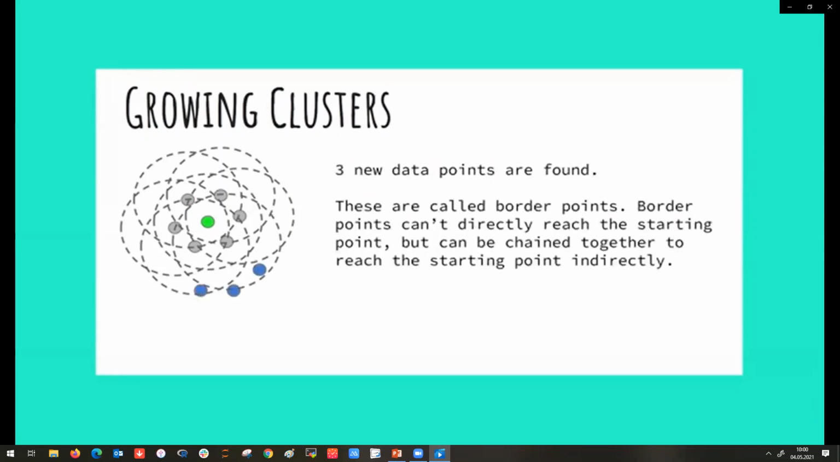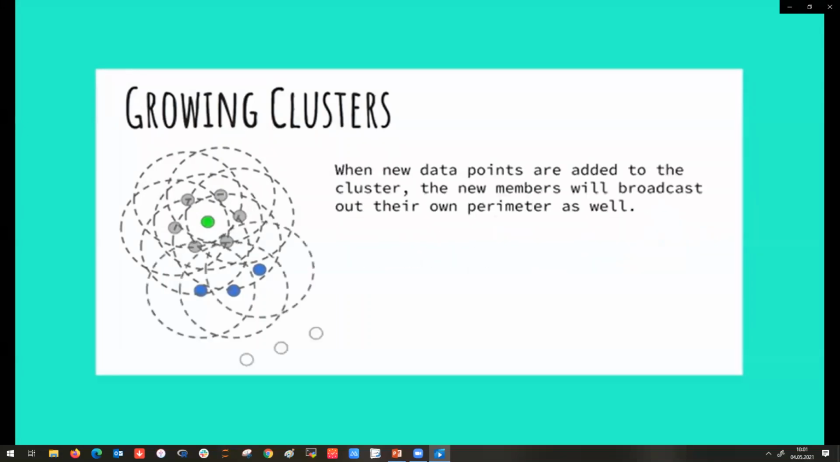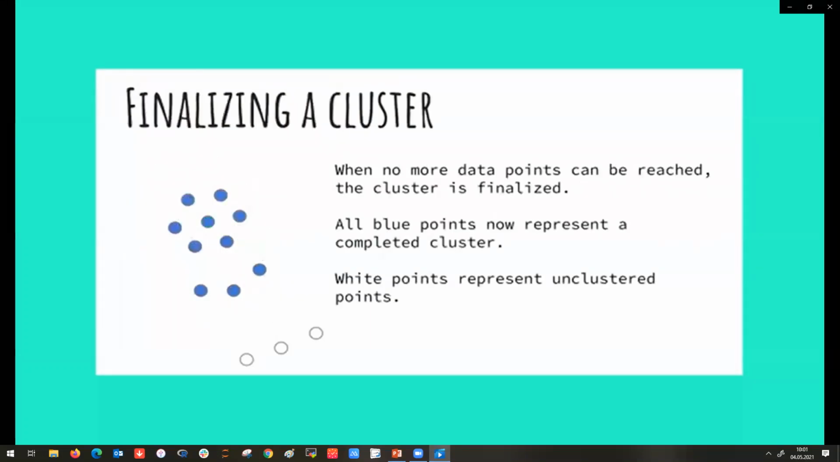In this step, you can see the core points did in fact find new members to join the cluster. These points have been made blue. All the blue points in this example are considered border points. This means they are part of the cluster, but are not within epsilon of the starting point. Now these new members will cast out their own perimeter and search for even more members to join the cluster, but in this case, they don't find any. Because new members are not found, this cluster is finalized. I've turned all members of the first cluster blue. However, you will notice there are 3 white points still unclustered.